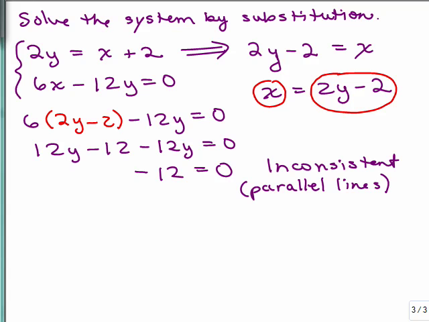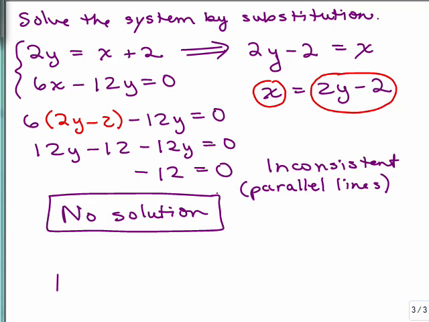So what's the answer to an inconsistent system? The answer is there is no solution to this. No solution. There's no ordered pair that's going to be a solution to both of those.